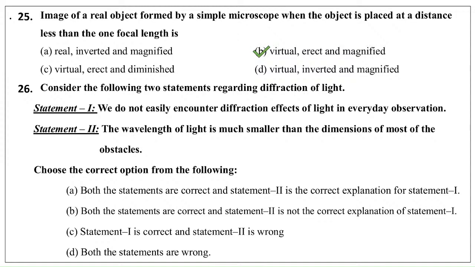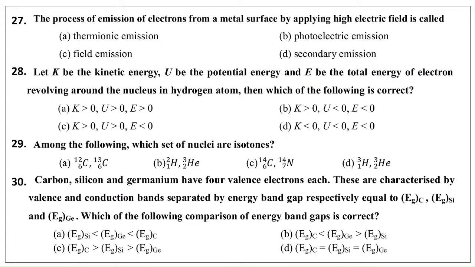Next. 26. Consider the following two statements regarding diffraction of light. Statement 1. We do not easily encounter diffraction effects of light in everyday observation. Statement 2. The wavelength of light is much smaller than the dimensions of most of the obstacles. Choose the correct option from the following. Answer is A. Both the statements are correct and statement 2 is the correct explanation for statement 1. Next. 27. The process of emission of electrons from a metal surface by applying high electric field is called.